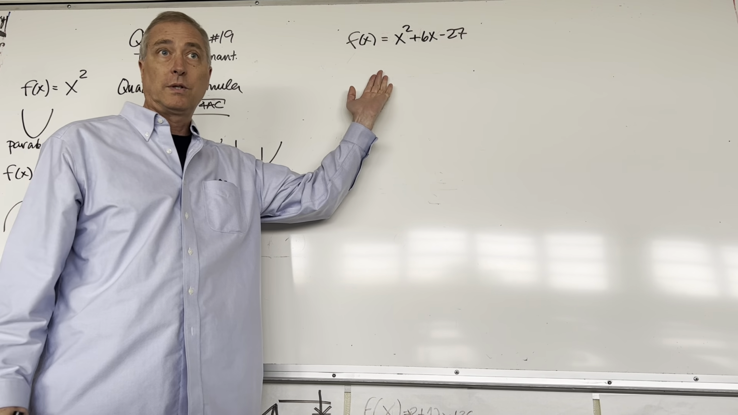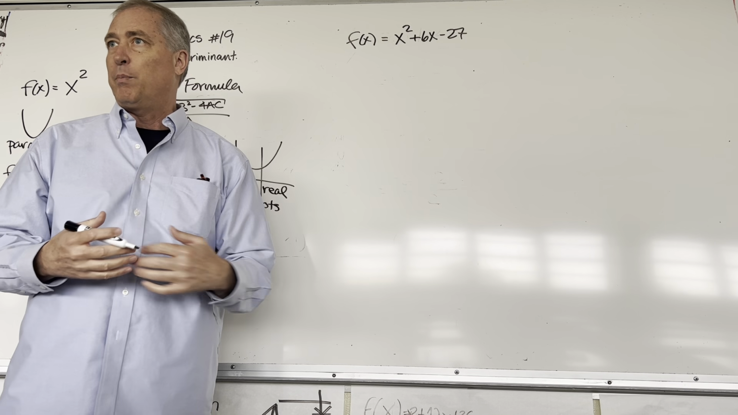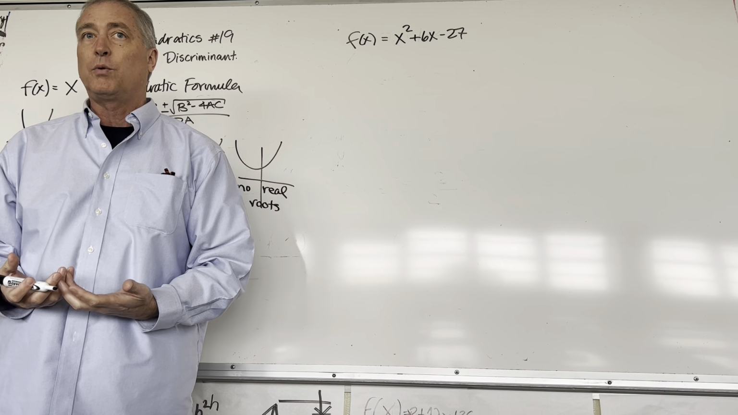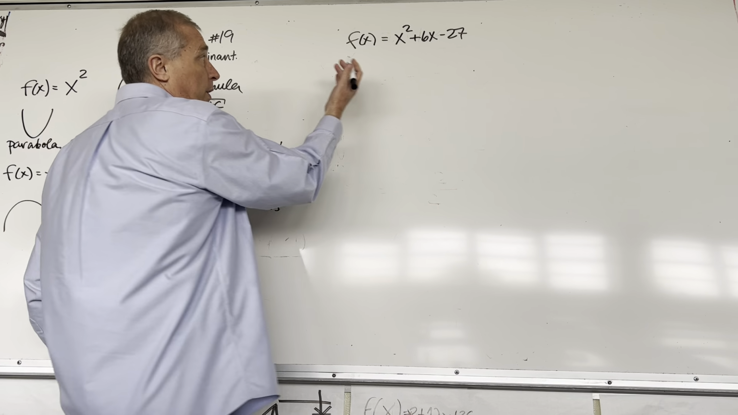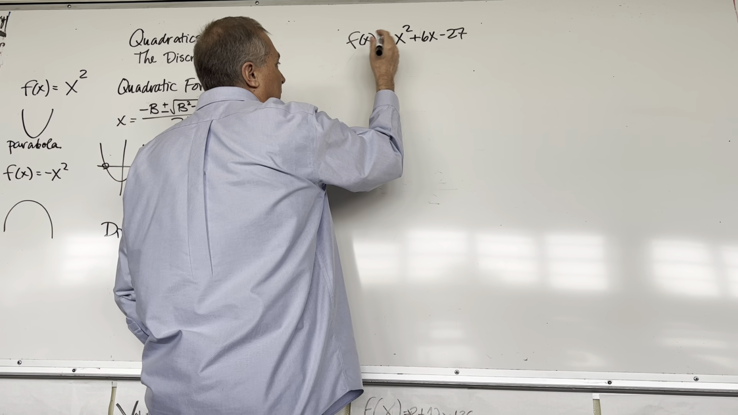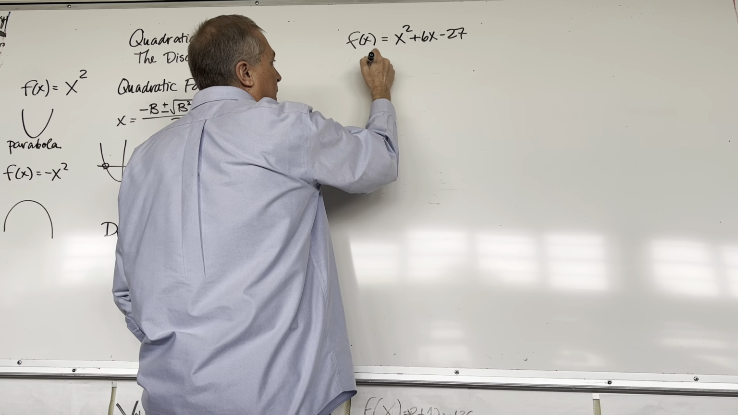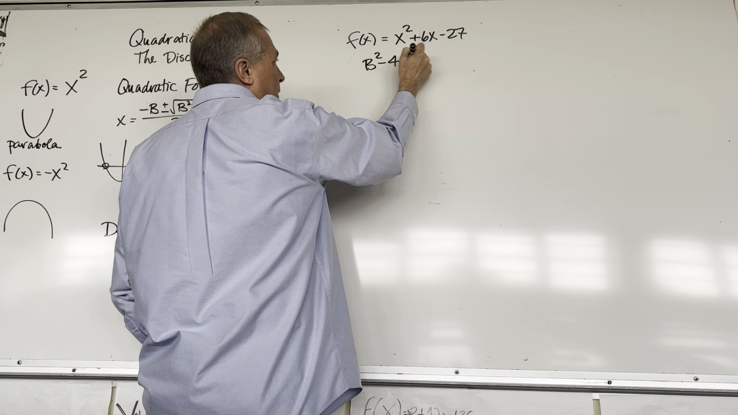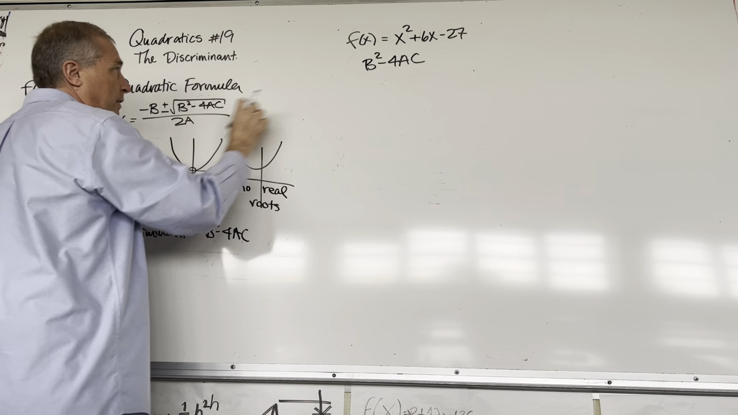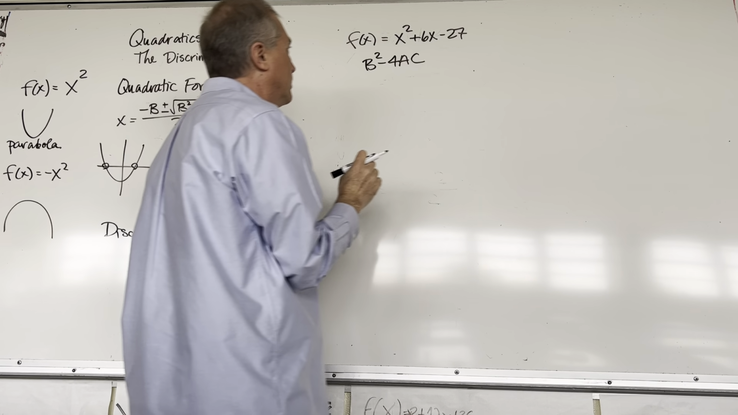So how many roots does this have? We're going to figure it out before solving the whole thing. We're just going to determine how many roots right off the bat. So we're going to use the discriminant. We're going to say the number of roots equals b squared minus 4ac. Where does this come from? It's a piece of the quadratic formula that's under the square root symbol.